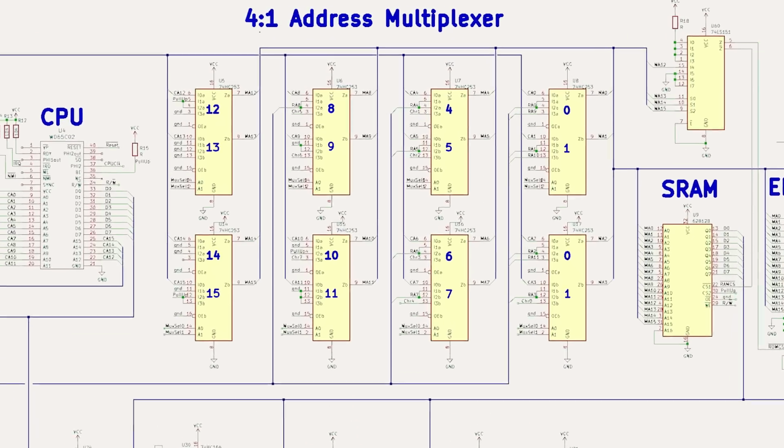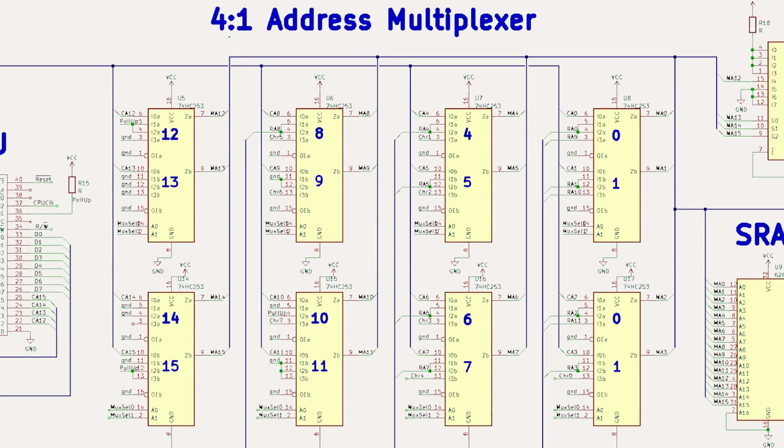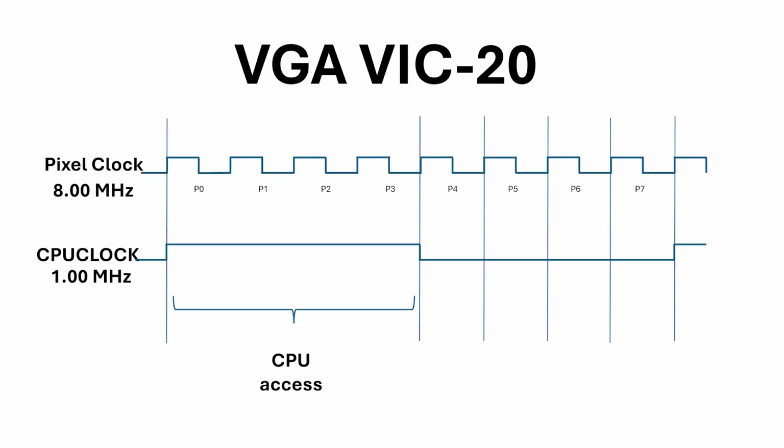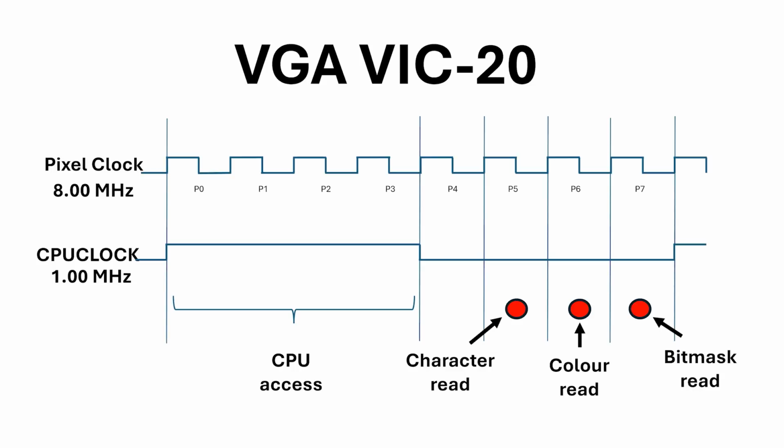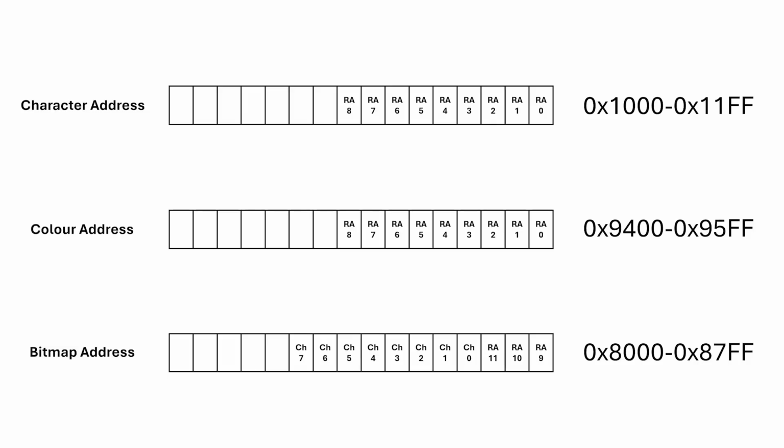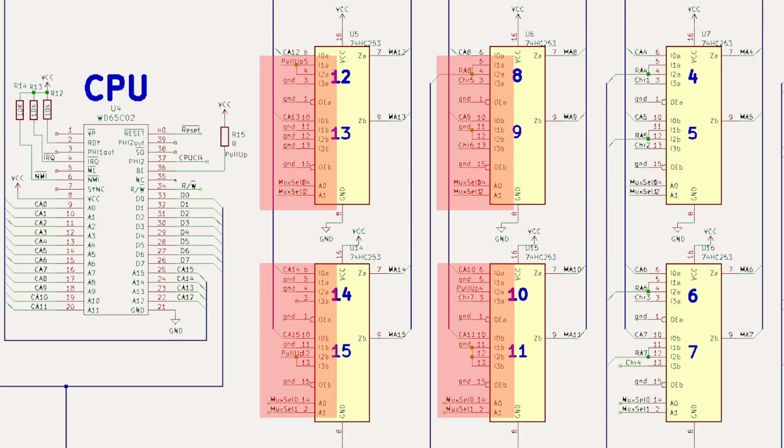Earlier in the series, I used a 4:1 multiplexer so I could interleave CPU access with video access. Remember that while CPU clock's high, the 6502 has unfettered access to the main memory, while CPU clock's low, I need to do a character read, a color read, and a bit mask read. To generate these addresses, the lower bits come from the raster generator and the value read from the character address. But originally, I hardwired the upper bits of these addresses directly on the 4:1 multiplexers, which you can see here.